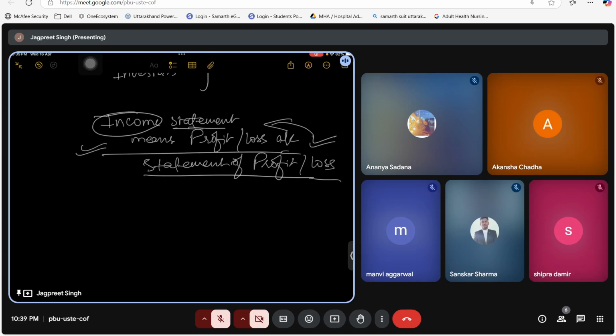The other financial statement is the balance sheet. The balance sheet tells us the particular business's financial position on that particular day. The balance sheet tells the financial position of a company.